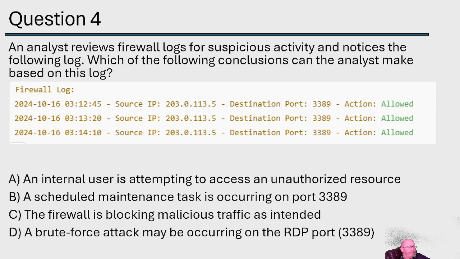All right, question number 4. An analyst reviews firewall logs for suspicious activity and notices the following log. Which of the following conclusions can the analyst make based on this log? We see our firewall log with some date and timestamps. We see the same source IP. We see the same destination port. And we see the same action, allowed. So basically, the only thing that's changed is the time.